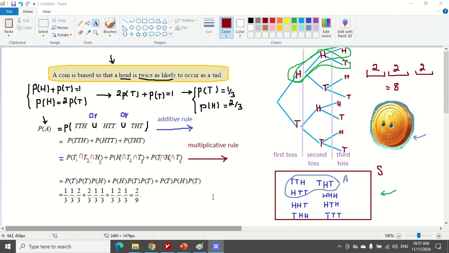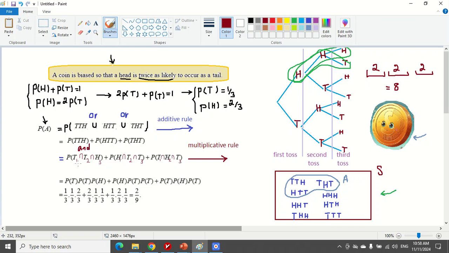I try to extend the formula. When we talk about the probability of TTH, it means the first one should be tail, the second one should be tail, and the third one should be H. I use the word "and" over here, and when I use "and", it means we have the intersection. So we have the intersection of T1, T2 and H3.